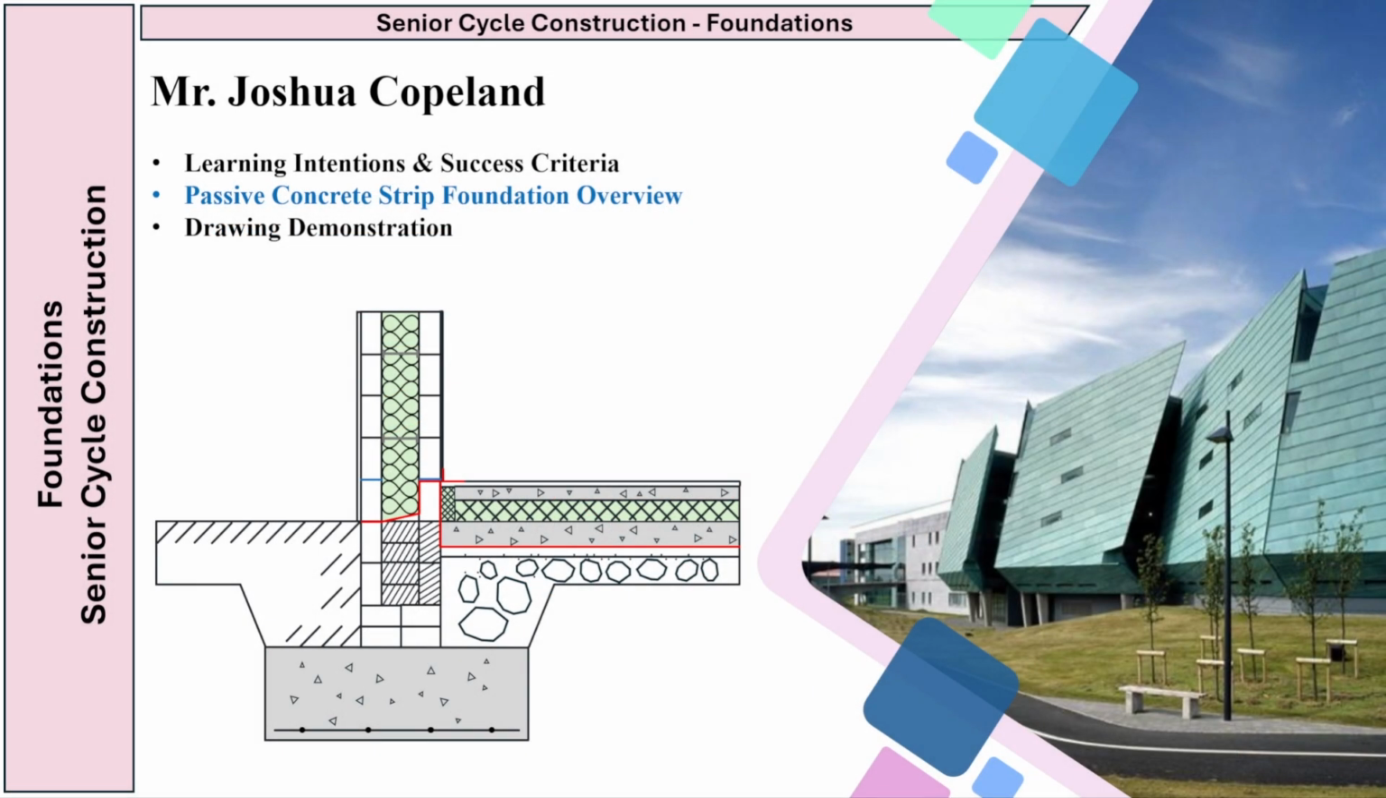Let's go over what we covered. Our learning intention was to describe and draw a passive standard concrete strip foundation, and our success criteria were to identify the main components, explain how it reduces heat loss, go over an advantage and disadvantage, and draw it accurately to scale. We learned that the passive concrete strip foundation uses continuous insulation to prevent thermal bridging, with added insulation, lightweight insulated blocks and air tightness seals. They are highly energy efficient, however they are much more expensive to construct.